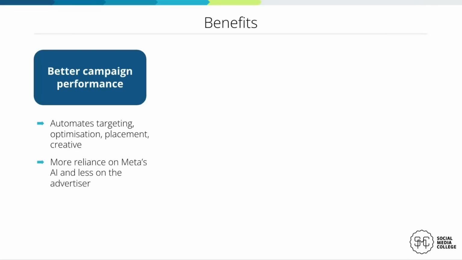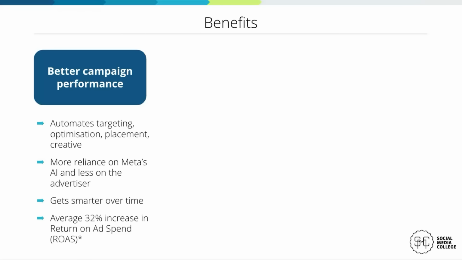The second is that using that data, there's more reliance on AI and less on the advertiser. Already touched on that. And as a result, it's going to get smarter over time. The longer that we run these campaigns, the more data that the ad algorithm has, and therefore the better it's going to become over time.